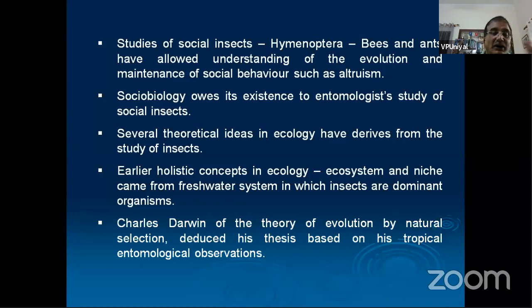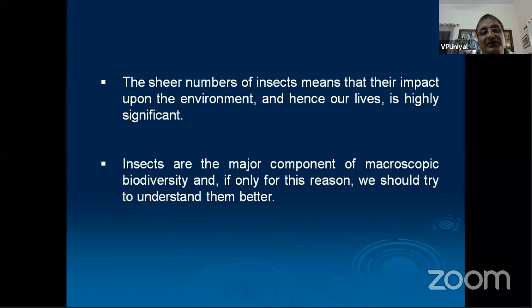But our knowledge and our interest in entomology are very, very limited. We are going to ignore it. So this is the theory about it. But the sheer number of insects means that their impact upon the environment, and hence our life, is highly significant. They are a major component of biodiversity. For this reason, we should understand them better. We have to learn the ecology of insects.